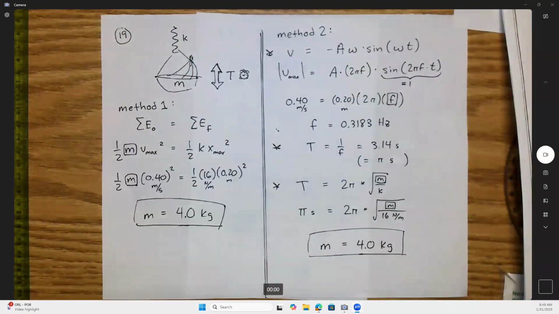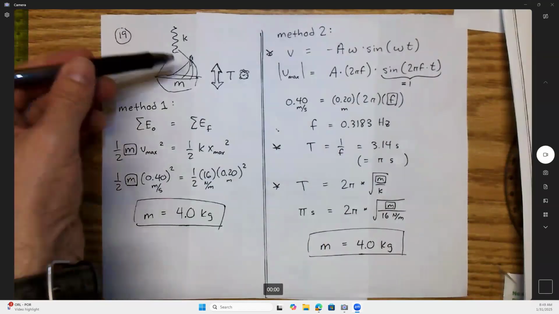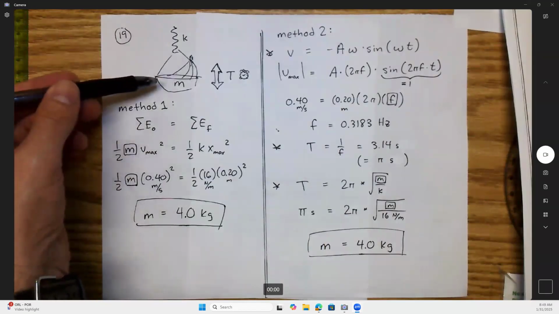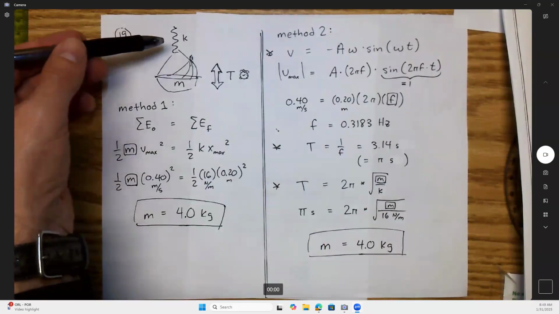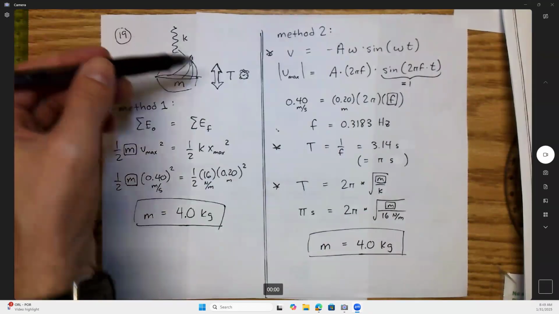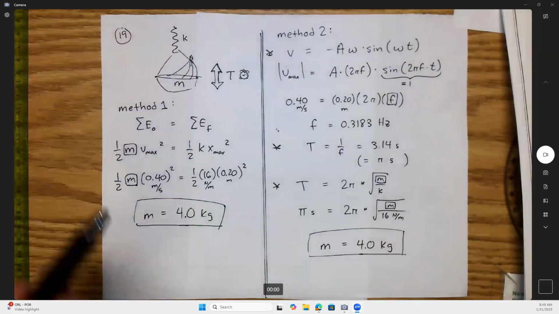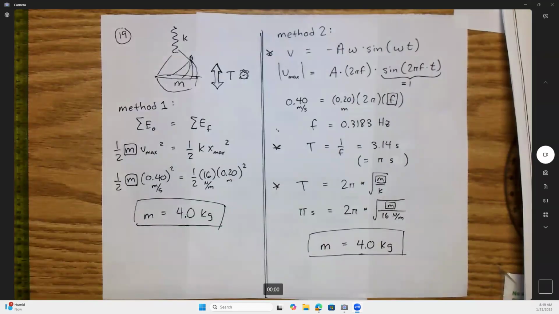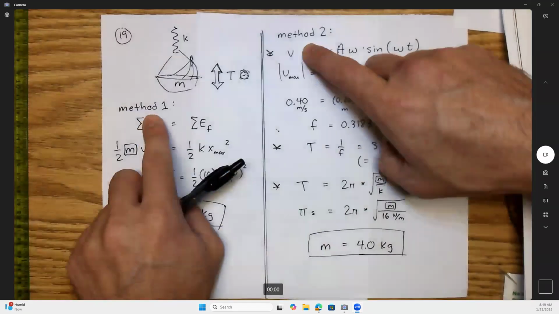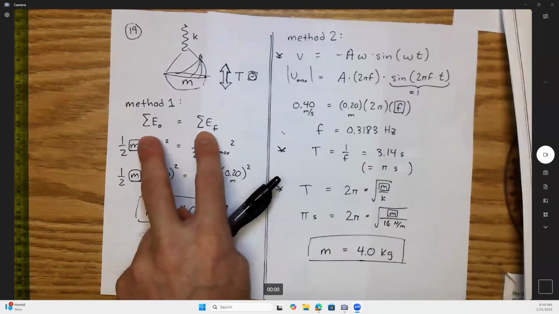So the question was like this. There's a bunch of bananas on a scale, and you were given, I think, the spring constant and the time period to oscillate. And the question was, what's the mass of the bananas? Okay. And so I've got method one and method two here. Now, method one, I'm using conservation of energy.